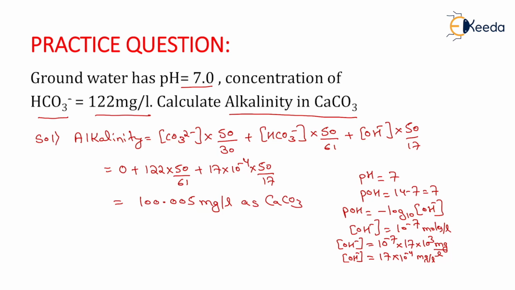Okay, now we had determined the value of alkalinity in terms of CaCO3, which will be equals to 100.005 milligram per liter as CaCO3. Okay, now in the question pH is given, that will be equals to 7.0. Now from pH we had determined the concentration of OH negative, which will be equals to 17 into 10 to the power minus 4 milligram per liter, and this concentration of OH negative is used in the formula of alkalinity, and we had determined the alkalinity in terms of CaCO3.